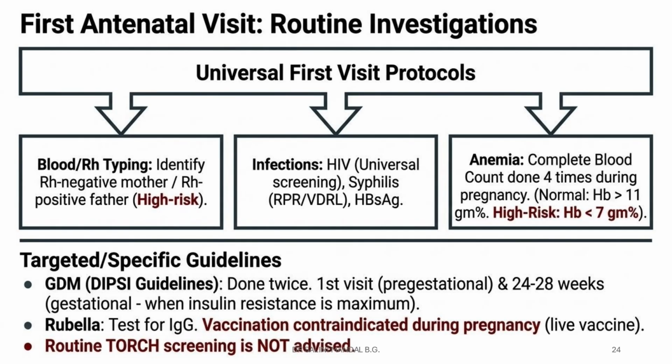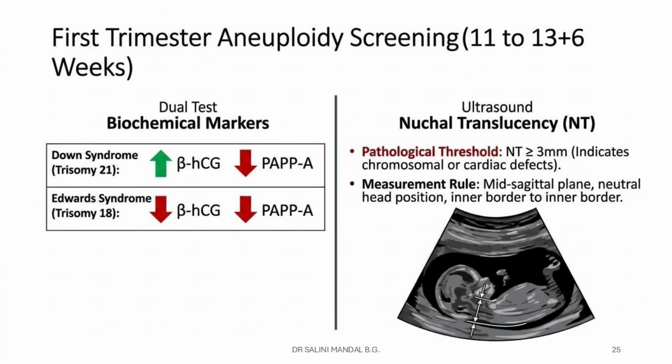Then check for rubella, that is test for IgG. But even though we are checking, vaccinations cannot be done because they are contraindicated. Okay, but TORCH screening, we shouldn't do it in pregnancy. Next one is about the first trimester screening.